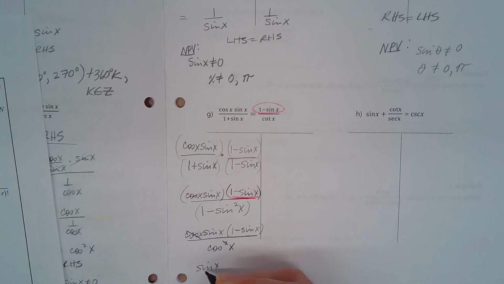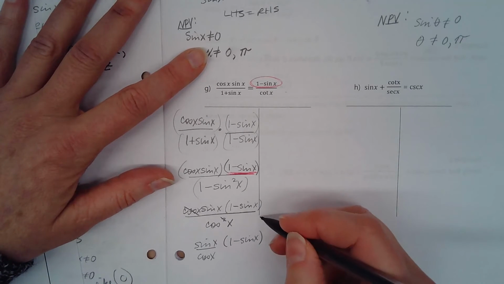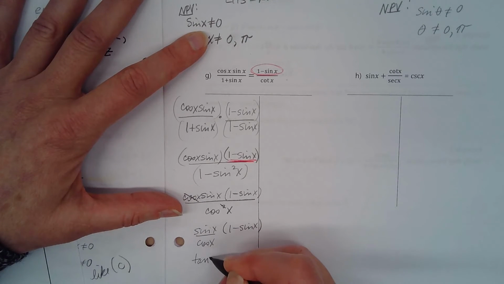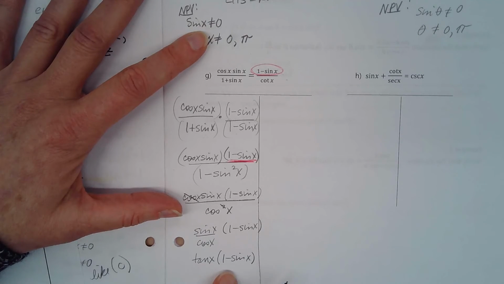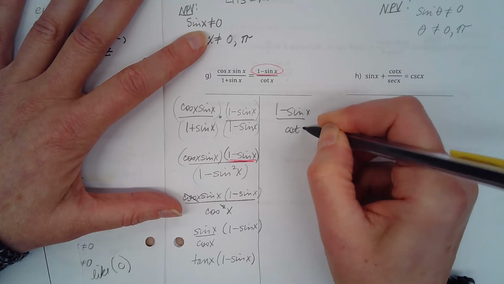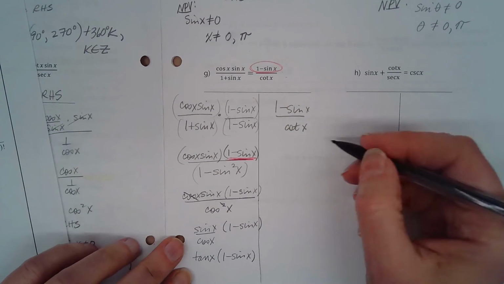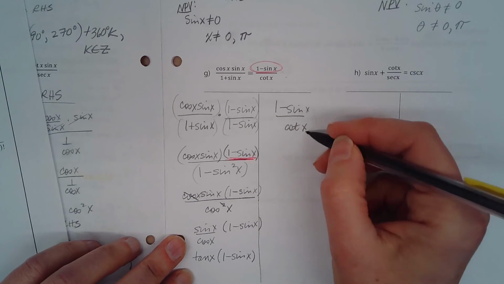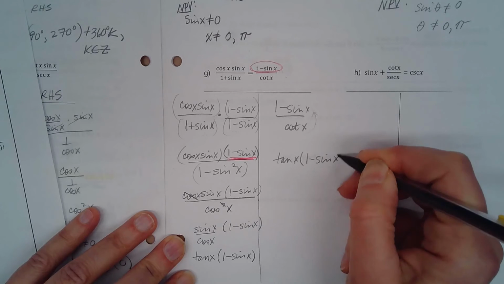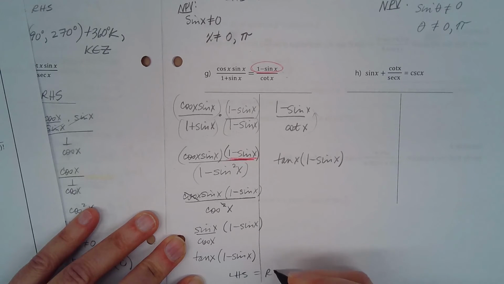Sine of x over cos of x times 1 minus sine, which is, what is sine over cos? It's tan, right? So then I have tan x times 1 minus sine. And I could convert this to cotan, or I could say this is what I had on my right-hand side. I could choose to do this because I'm running out of space here. If I move this up to the top, what does it become? Tan. And there we go. Left-hand side equals right-hand side.